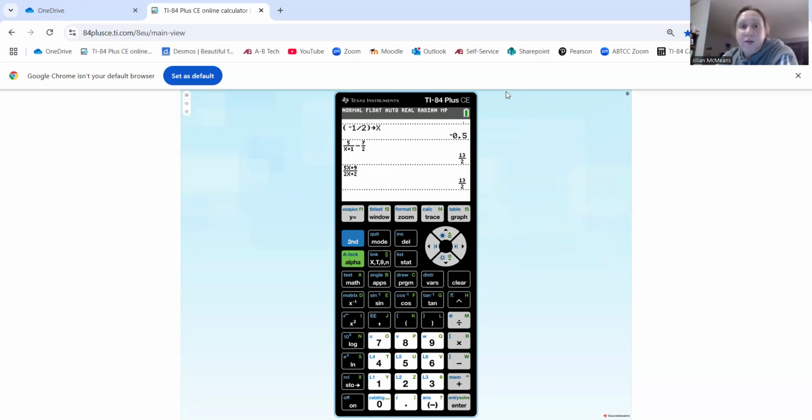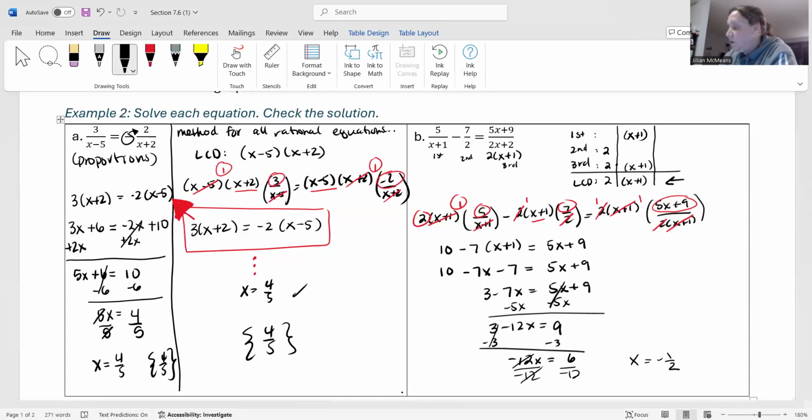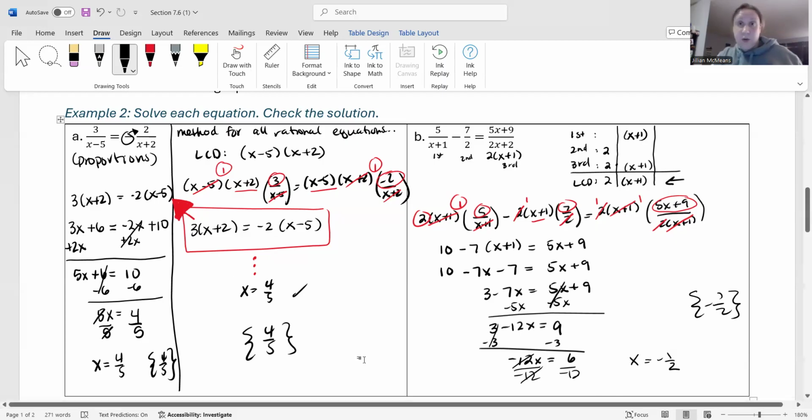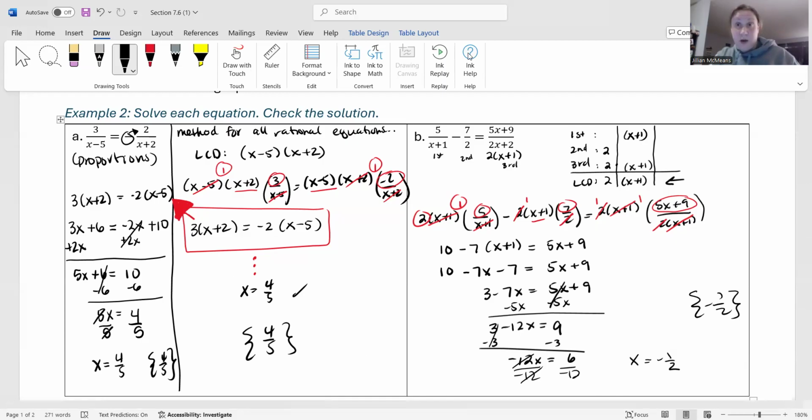So we want to go back to the worksheet, and we can say now with confidence our solution was x is negative 1/2. So those are the basics for solving rational equations. In the next video, we're going to talk about this really special thing that you always have to be on the lookout for.